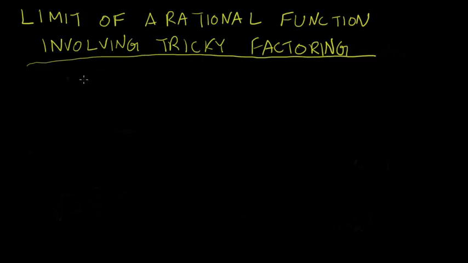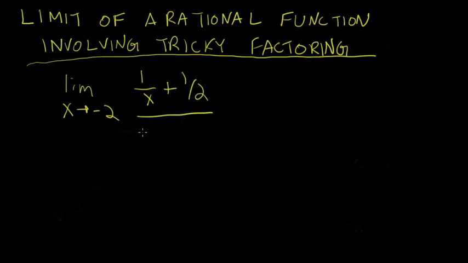In this video, we're going to be finding the limit of a rational function. And for this function, finding the limit is going to involve some tricky factoring. So the limit we're going to be taking a look at is the limit as x approaches -2. The numerator, we're going to have 1 over x plus 1/2. And in the denominator, we have x cubed plus 8.